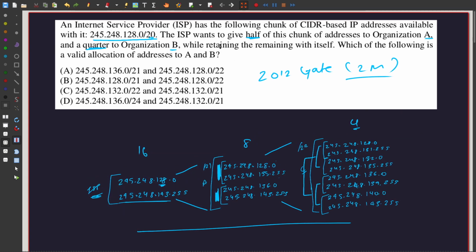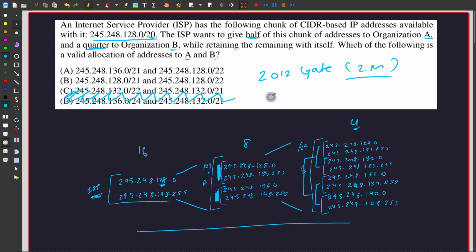Okay, now look at how fun this question now is. So now they're asking, organization A has to get half of the address and organization B must get a quarter. Which of the following is the valid allocation of address A and B? Now notice, A has to get a /21 address, as we have already observed, and B has to get a /22 address. So based on that, you can see the first option, 21 22, but the next options are 22 21 and 24 21. C and D are completely garbage.